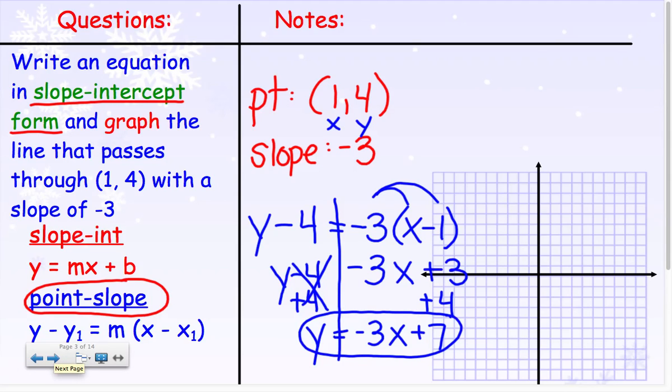So now if I'm going to graph this, I put my first dot on 7 on the y-axis. 1, 2, 3, 4, 5, 6, 7. My slope is negative 3 or negative 3 over 1. Rise negative 3, so go down 3, then right 1. Down 3, right 1. Connect it with a line. Now I've written my equation in slope-intercept form, and I've graphed it.